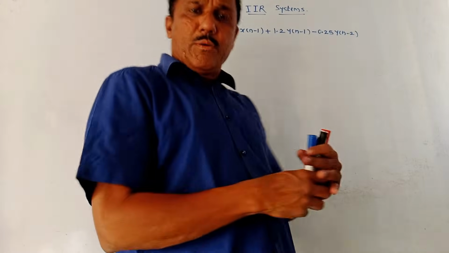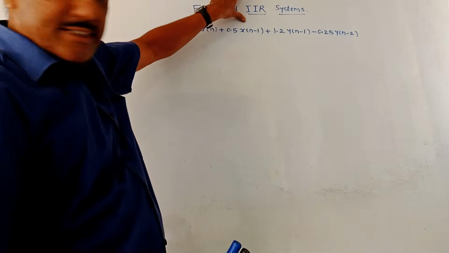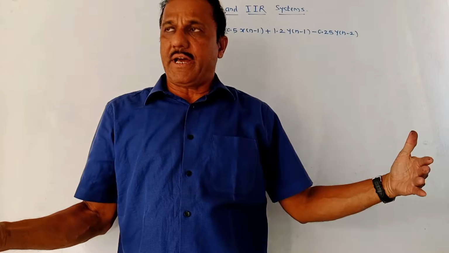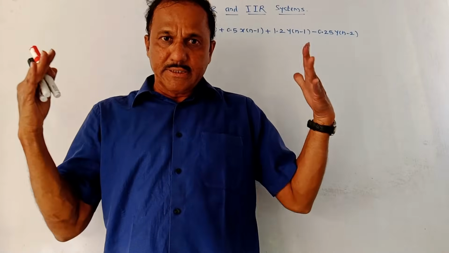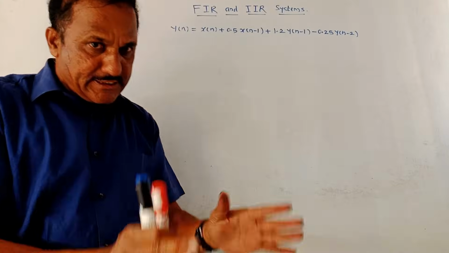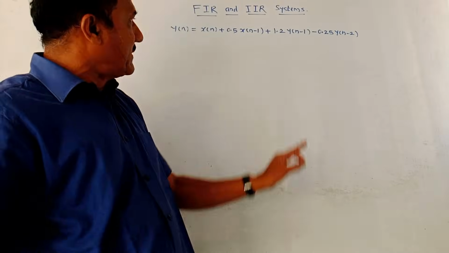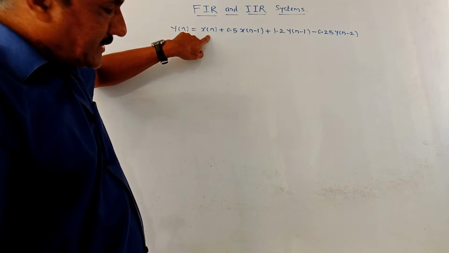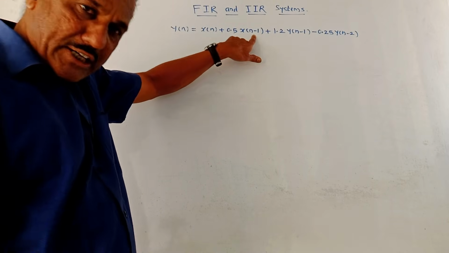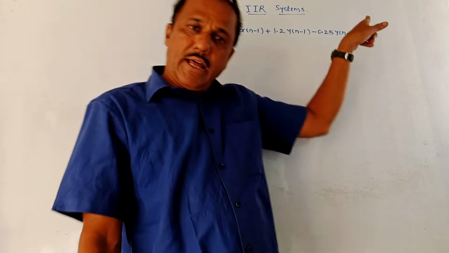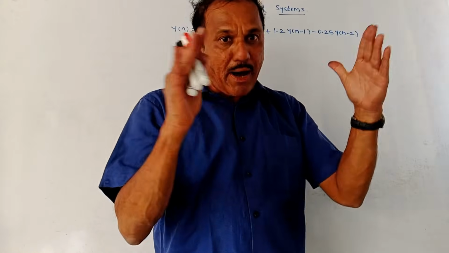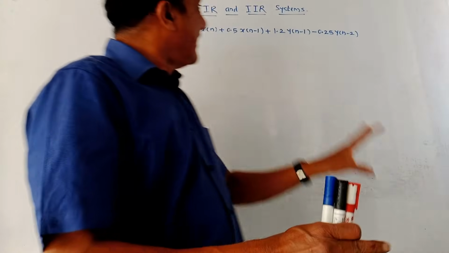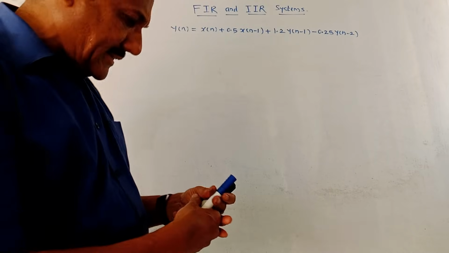Now consider one more numerical related to an IIR system. Just now we discussed the concept. IIR stands for infinite impulse response and it contains past output samples. Look at the equation: x of n, this is present input, x of n minus 1 past input, y of n minus 1 and y of n minus 2 denote past output terms. So this is an example of an IIR system.